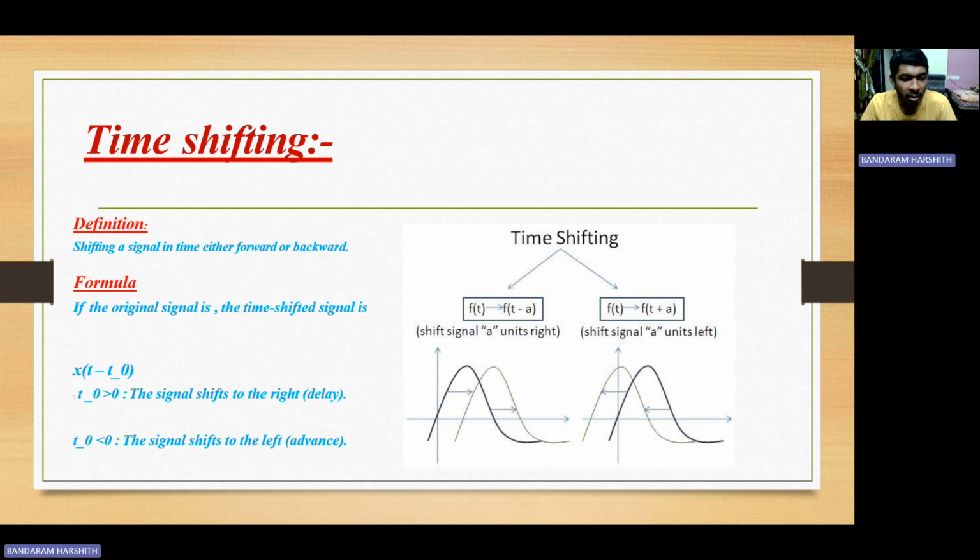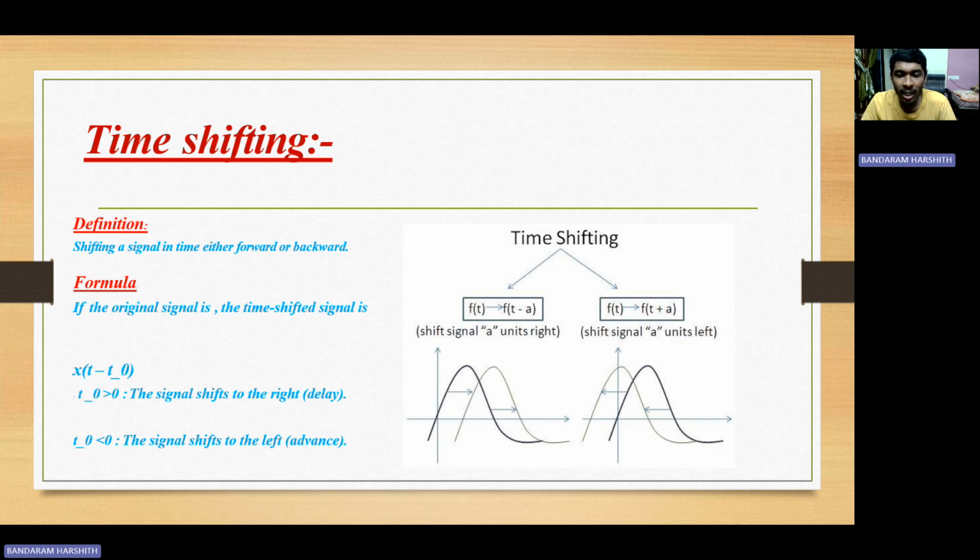In the example given, if t naught is greater than 0, then the signal shifts to the right side, that is delay. If t naught is less than 0, the signal shifts to the left side. That means the signal is occurring in advance, meaning the signal is getting advanced.